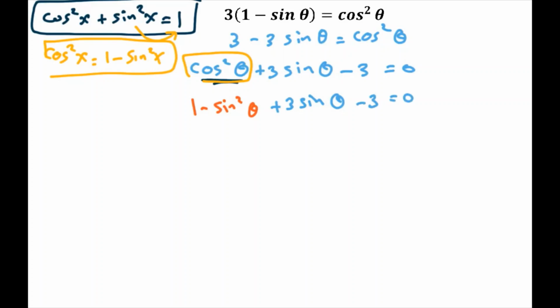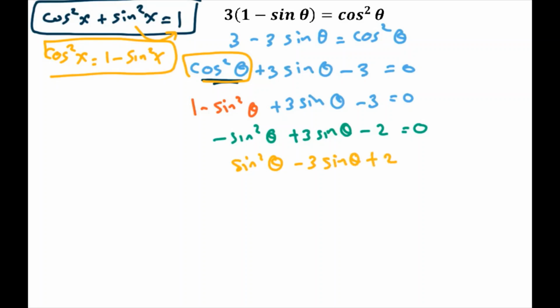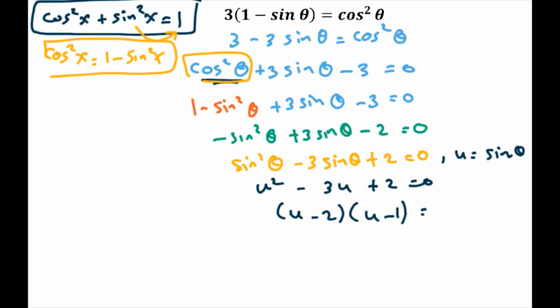Collect 1 and -3. I'm going to get rid of the negative in the leading coefficient by multiplying everything by negative. And now this is a quadratic function. I can say let u equal sine theta, and then you can factor it. So when you factor, that will be u minus 2, u minus 1 equal to 0. So it's either u equal 2 or u equal 1.